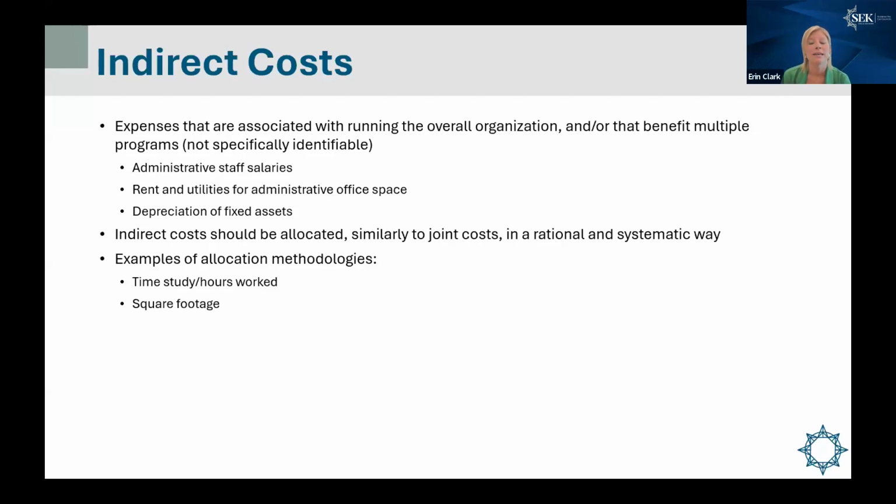Where this comes into play is, let's say you are funded by multiple grants, or even if you're not grant funded at all but you run multiple programs, there are certain costs that are going to be allocated among those various programs. It may still be a general and administrative component, there may still be fundraising, but the point is that they are just not specifically identifiable to one program or one grant. This is typically seen in things like administrative staff salaries, rent and utilities for administrative office space, depreciation of fixed assets, and other things that are just not directly associated with one particular program that you are doing.